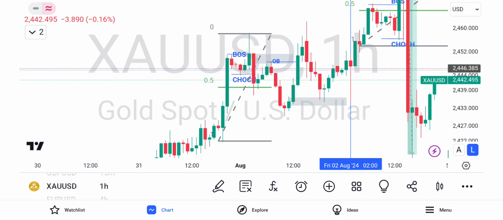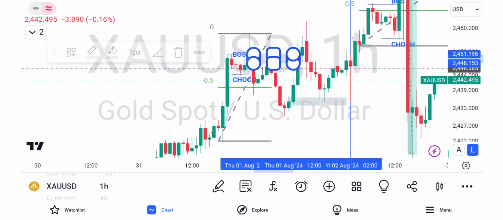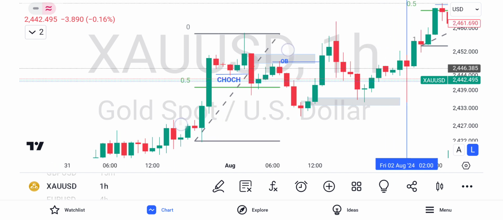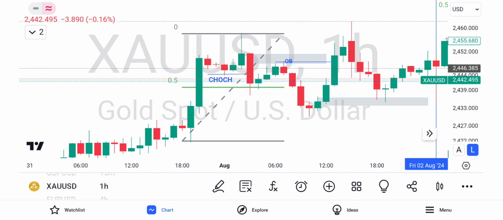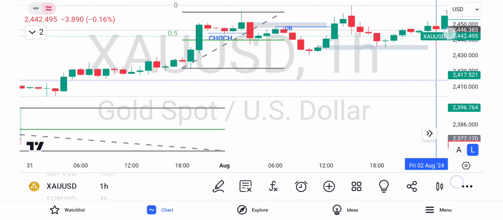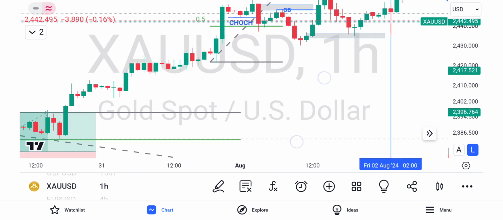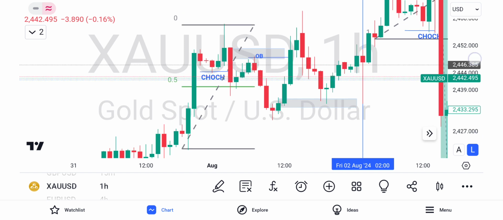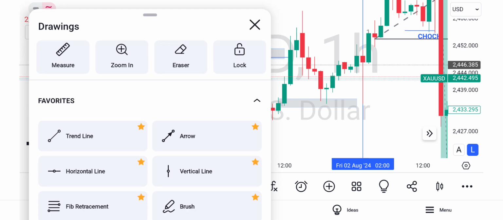All right, so look at this point. Let me delete this. I just deleted the break of structure. Remember, we said you must always allow break of structure. For this to actually be effective, you must learn to be patient for structures to be broken. And then look at it: break of structure, change of character.